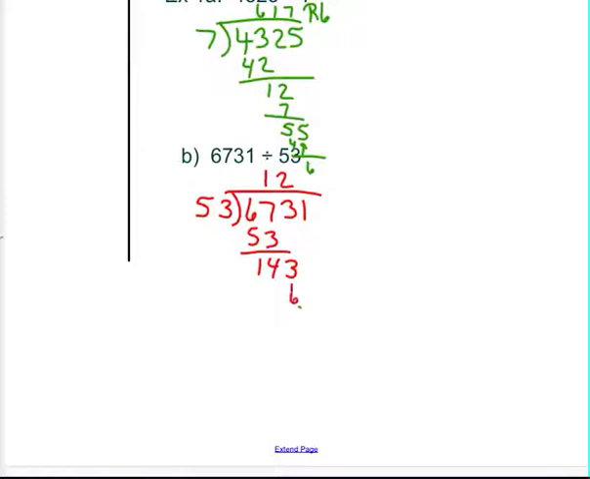2 times 3 is 6. 2 times 5 is 10. When I subtract, I get 37, bring down the 1. Again, I'm going to look at 5 into 37. 5 goes into 37 7 times. 7 times 3 is 21, carry the 2. 7 times 5 is 35, plus 2 is 37, and the answer is 1. And this time we don't have a remainder.